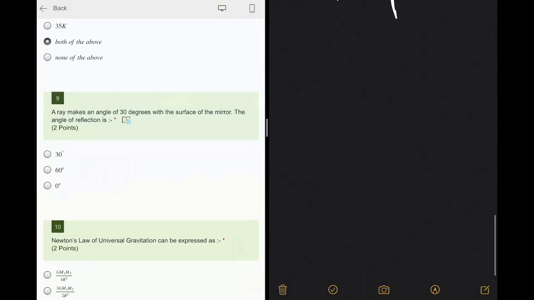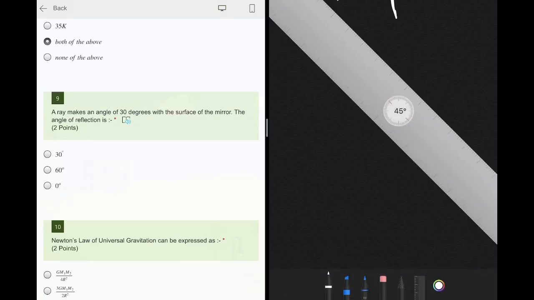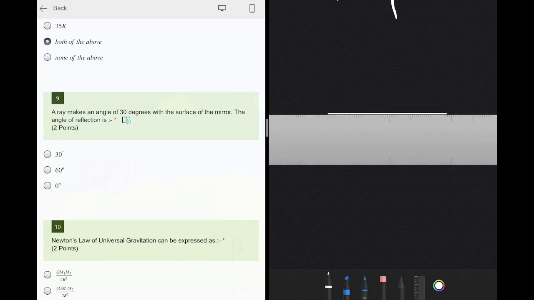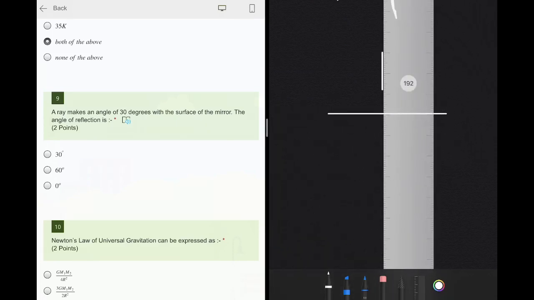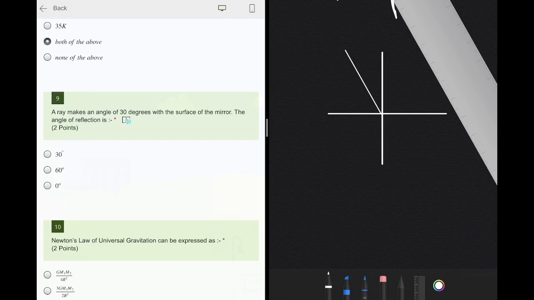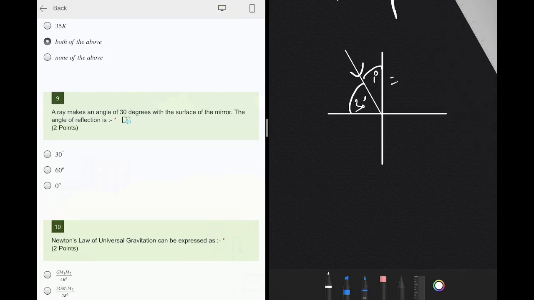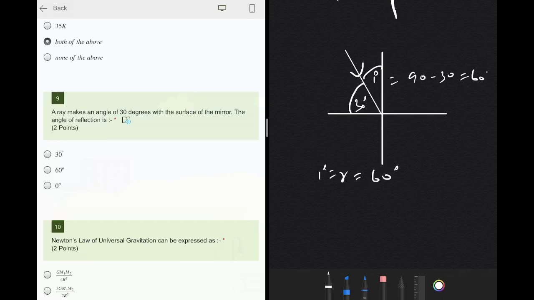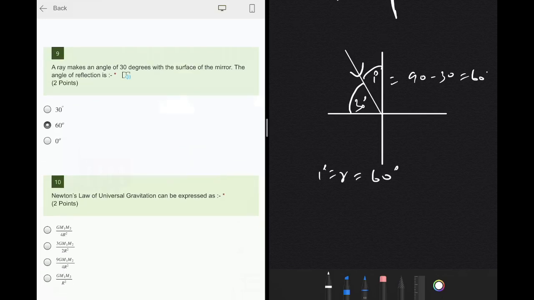Next we have a ray of light. A ray makes an angle of 30 degrees with the surface of the mirror. So let's say this is the mirror and the normal is here. So your ray of light makes an angle of 30 degrees. So mind you, this is not the angle of incidence. So here the angle of incidence is 90 minus 30, which is 60. So i is equal to r, which is 60. So 60 degrees is the angle of reflection.